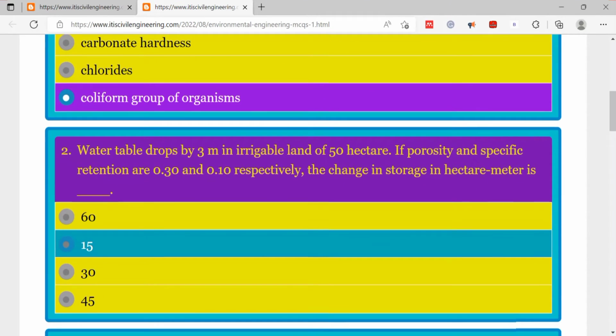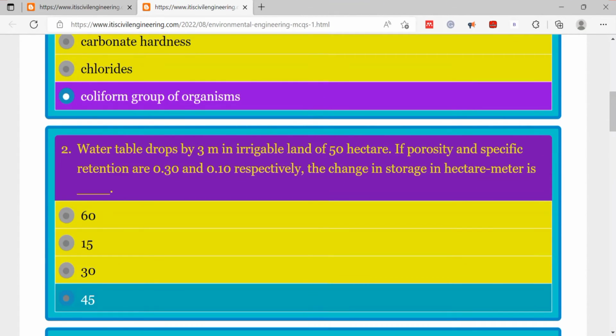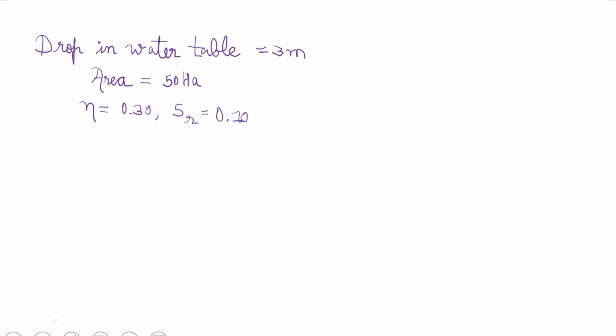The next question is, water table drops by 3 meters in irrigable land of 50 hectares. If the porosity and the specific retention are 0.3 and 0.1 respectively, the change in the storage in hectometer is dash. Okay, so here in the question, it is given to us that drop in the water table is 3 meters, the area is 50 hectares, porosity is given to us as 0.3 and the specific retention is 0.1.